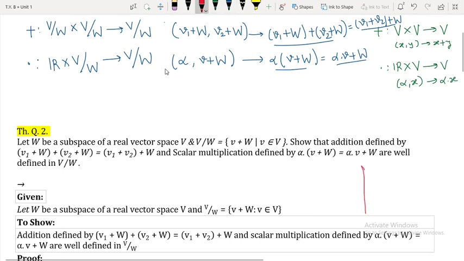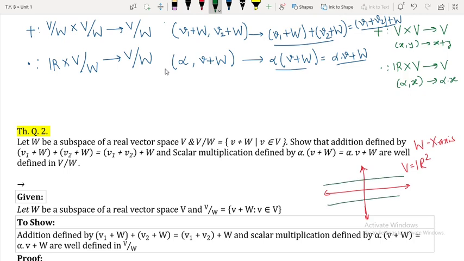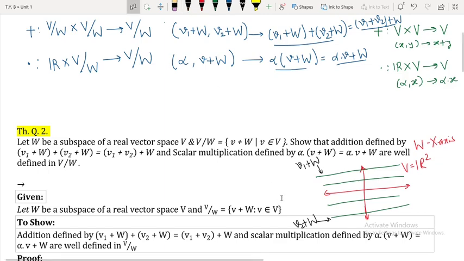The meaning is, as we have seen in the last example, if our V is R2 and suppose my W is the X-axis, then what are my cosets? My cosets are nothing but lines parallel to this x-axis, right? So suppose this is my V1 plus W and suppose this is my V2 plus W. After adding these two cosets, again I am going to get a coset, right? So suppose that coset is this.